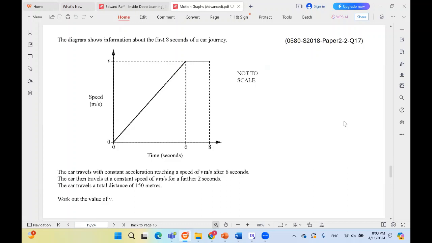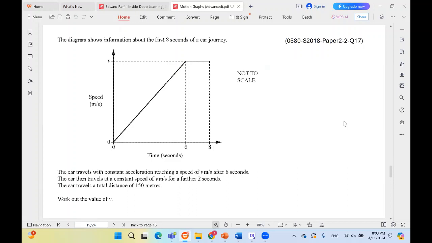The diagram shows information about the first 8 seconds of a car journey. The car travels with constant acceleration, reaching a speed of v after 6 seconds. The car then travels at a constant speed of v for a further 2 seconds. The car travels a total distance of 150 meters. Find the value of v.